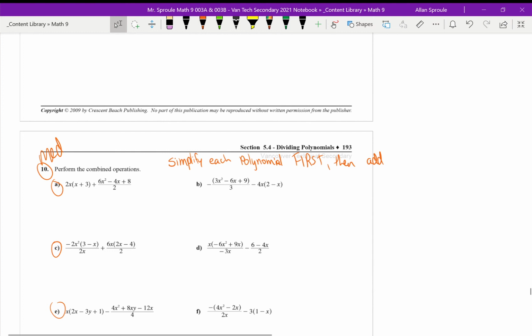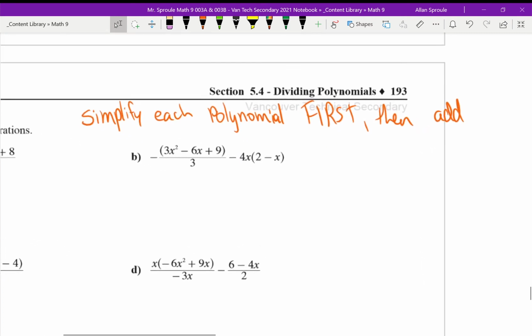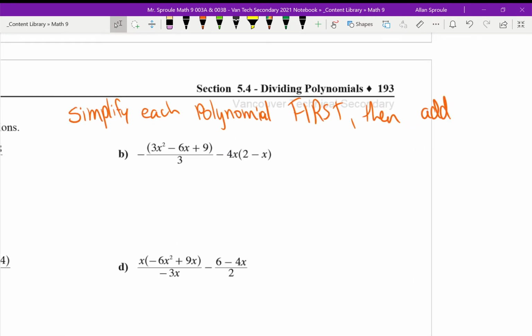So what I mean by that is, you know what, I'm actually going to go over one of them just to show what I mean. So for here, I'm going to deal with this piece first, and then I'm going to deal with this piece. And notice how there's a division and a multiplication.